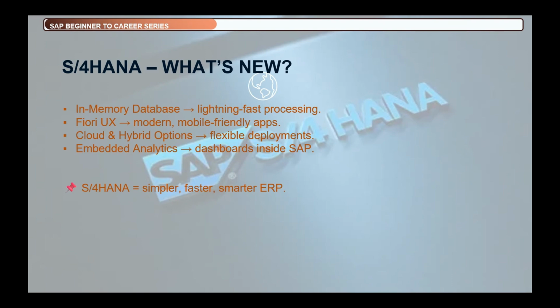So the in-memory database, as I mentioned, after 2015 SAP invented the S4HANA database. With those database improvements, there are significant advantages to business. So it carries the in-memory database. With that lightning-fast processing, it provides really fast data processing capabilities. So don't worry, we will have a separate session for this S4HANA database.